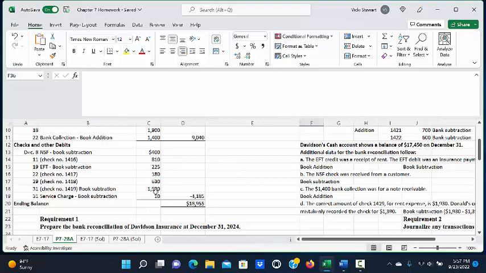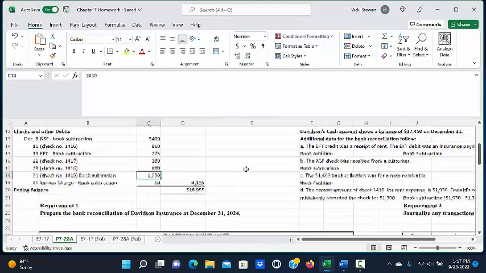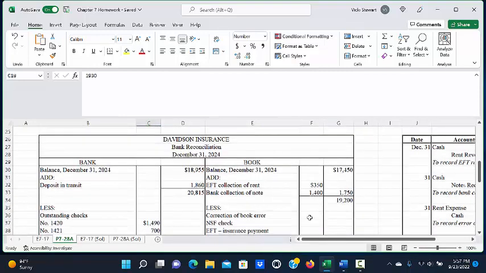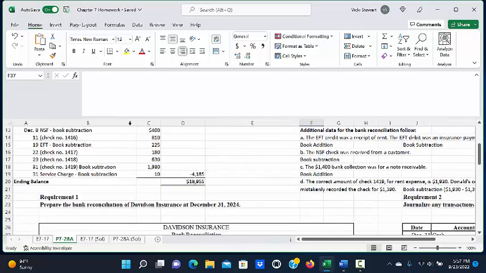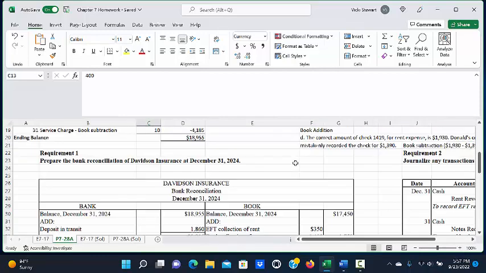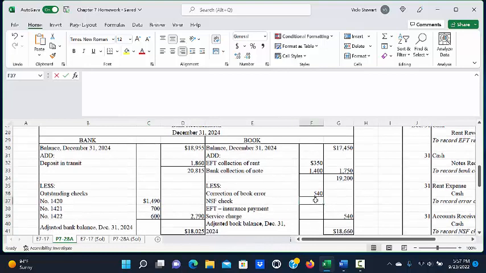So the first item we're going to correct is for check 1419. The check was actually correct at $1,930, but was recorded in the books at $1,390. So the difference is $540, and we need to subtract that, and we will be making a journal entry to correct it. Then we had the insufficient funds check, so we will be putting that amount back on that customer's account since their check did not clear.